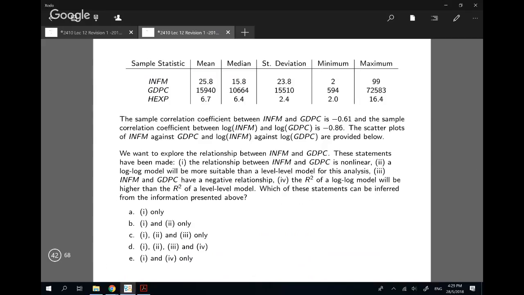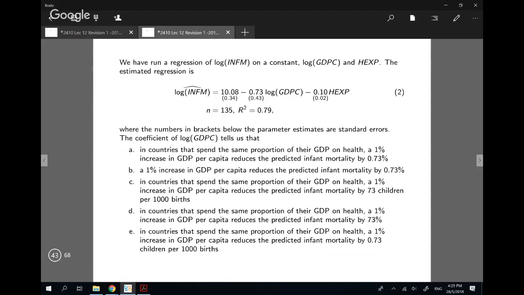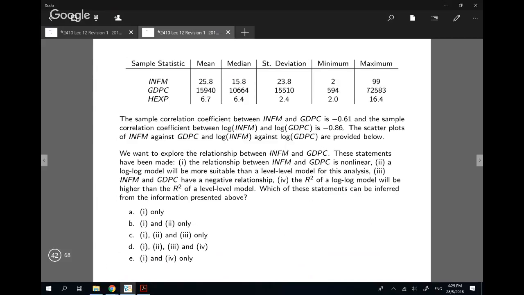Sample correlation is negative 0.61. Log is 0.086. Scatter plot provided. Oh, what's the scatter plot? Do you see the scatter plot? No, right? I assume it's there. Imagine.